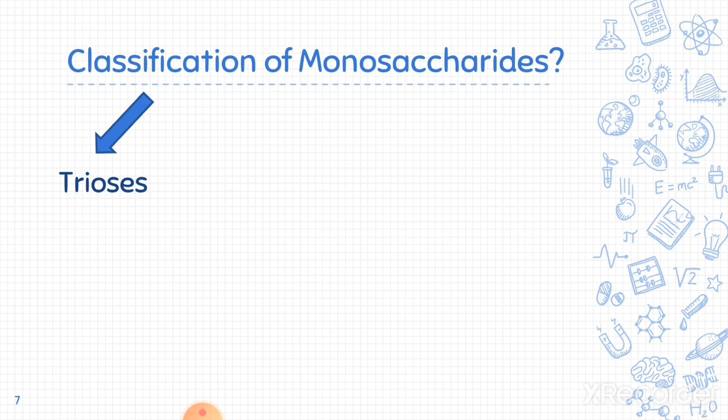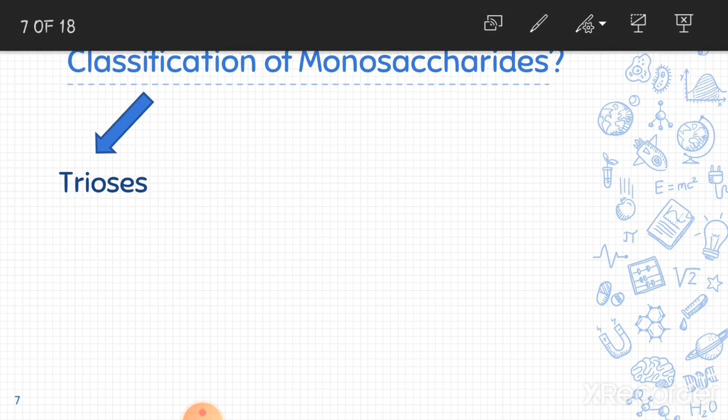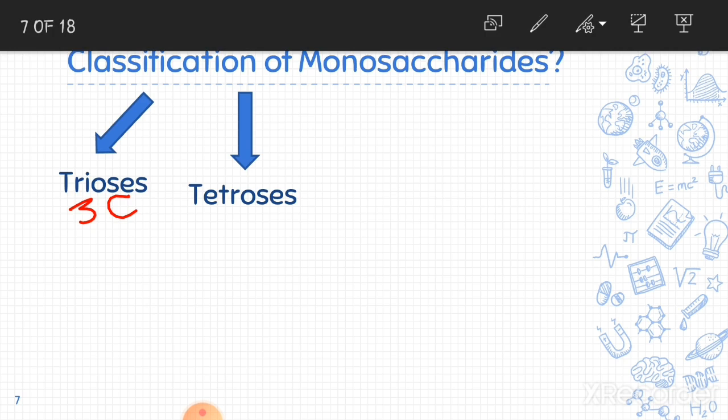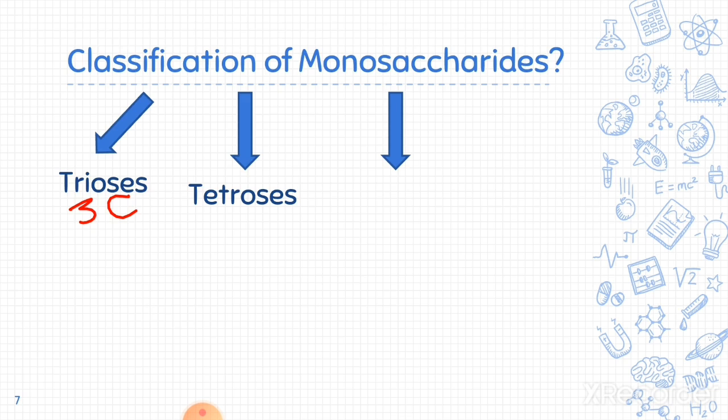Trioses. Trioses mean all those monosaccharides having 3 carbon atoms. Tetroses: the word tetra means 4, so these are the monosaccharides having 4 carbon atoms in them. Pentoses are those monosaccharides having 5 carbon atoms in them. Similarly, hexoses are those monosaccharides having 6 carbon atoms in them.